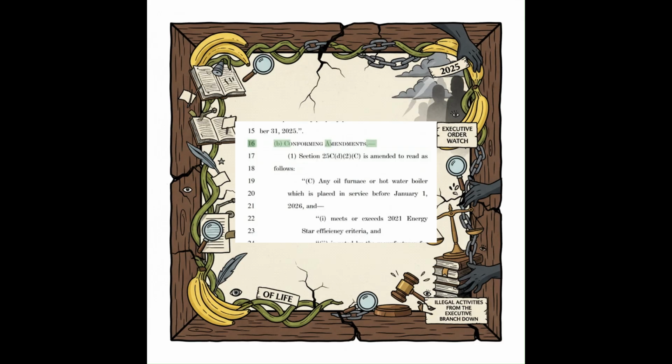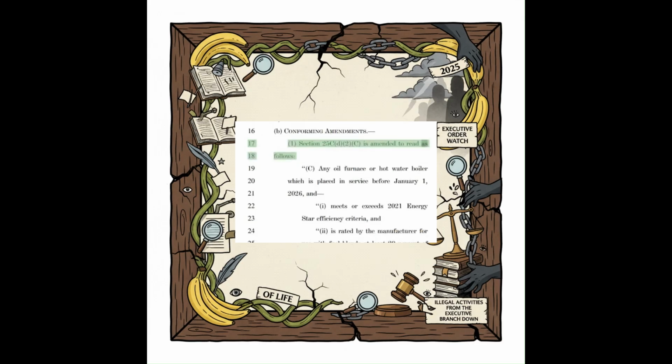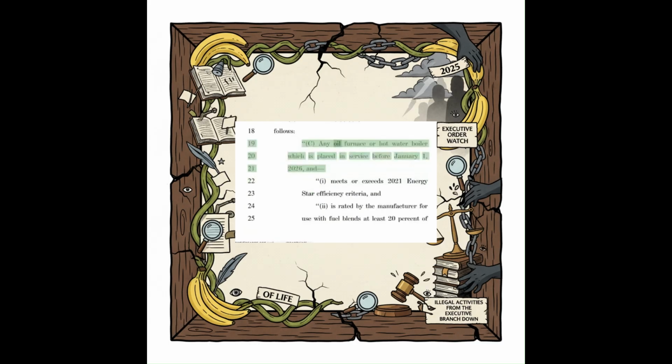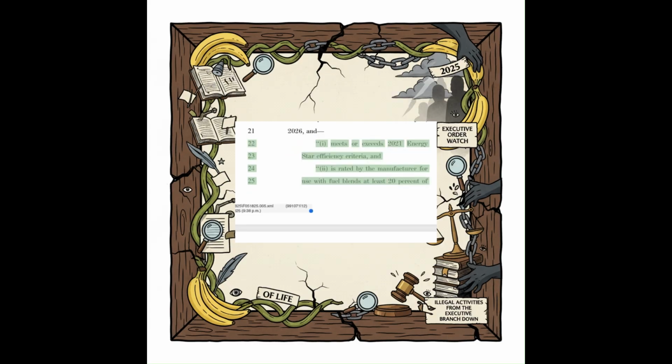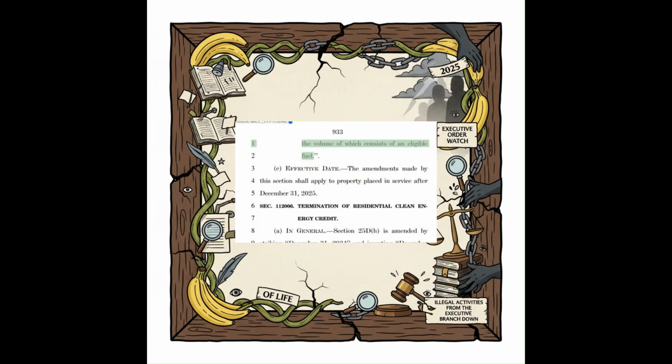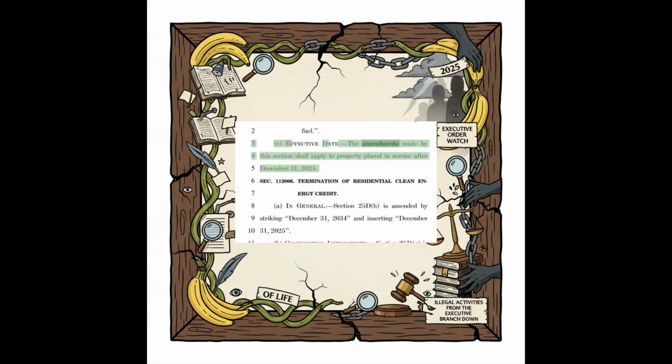Section 25C is amended to read as follows. Any oil furnace or hot water boiler which is placed in service before January 1st, 2026, and meets or exceeds 2021 Energy Star efficiency criteria, and is rated by the manufacturer for use with fuel blends of at least 20% of the volume of which consists of an eligible fuel. The amendments made by this section shall apply to property placed in service after December 31st, 2025.